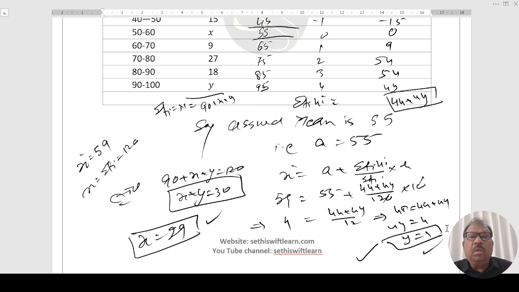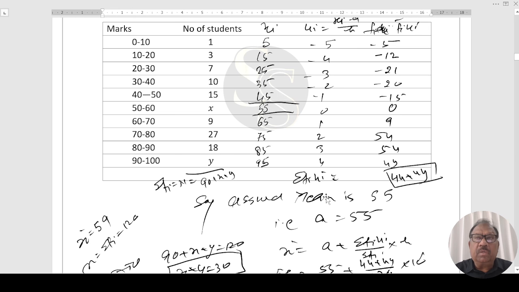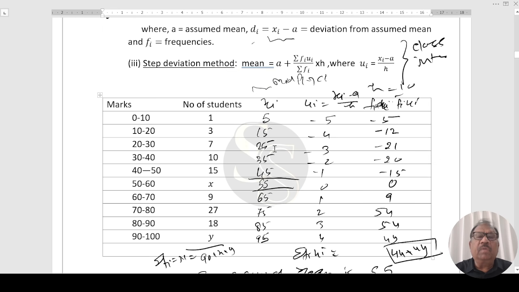This is all about the mean, right? There are three methods. One is the direct method, one is the assumed mean method, one is the step deviation method. This is generally used in the class interval case. Now, the next question.